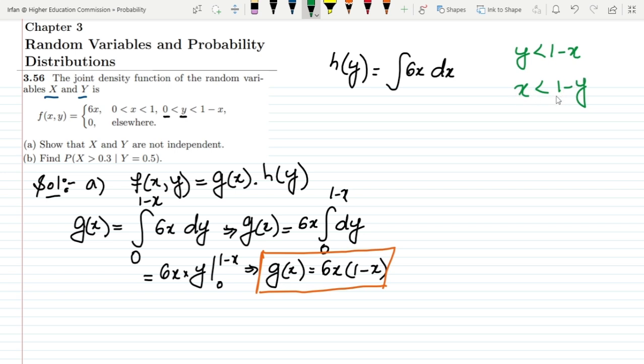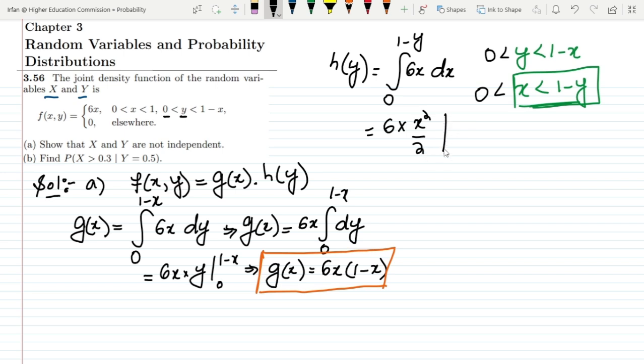Treating them as they are, we can see that the range of x is also from 0 to 1 minus y. So let me put them here as well: 0 to 1 minus y. I hope you have got my point, that this is greater than 0, and similarly here, so this condition holds here as well. So let me integrate it, and integrating it, this will be 6 multiplied by x squared divided by 2, from 0 to 1 minus y.